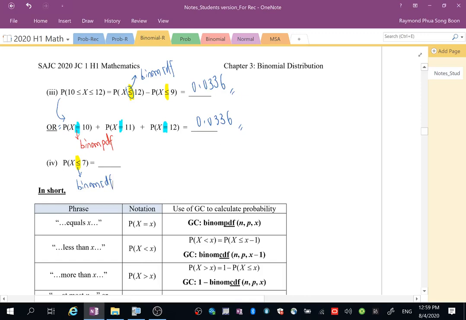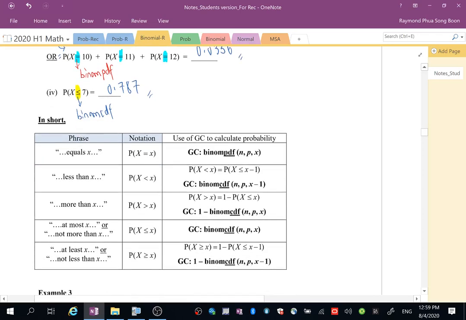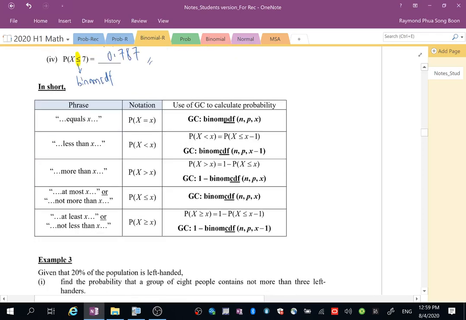Okay, so just try out the GC steps to convince yourself you are really able to get this answer 0.787, which should be the same as if you were to apply the formula and work out manually, but that will be very tedious. Okay, so in short, the binom PDF and binom CDF can be summarized in this table.